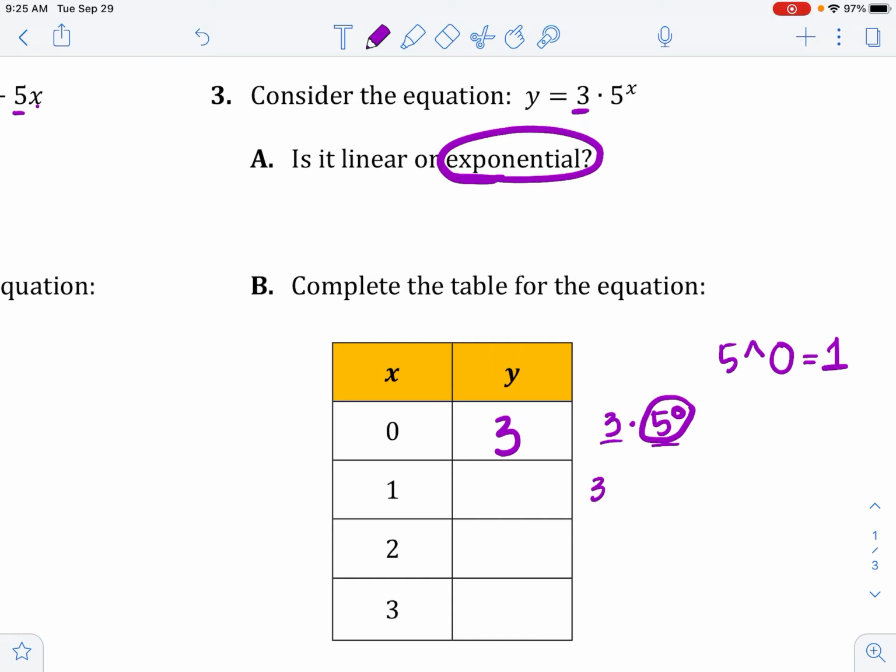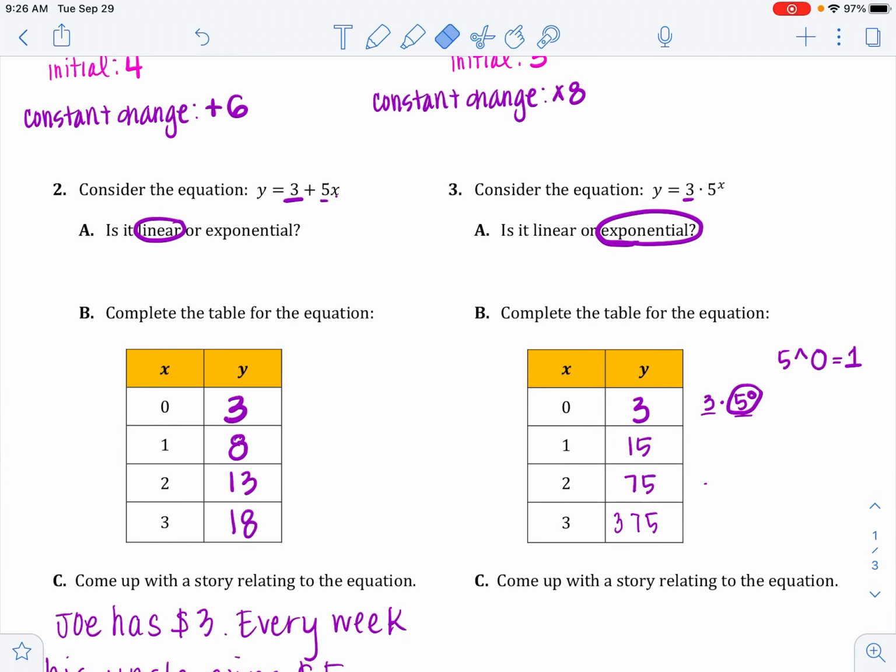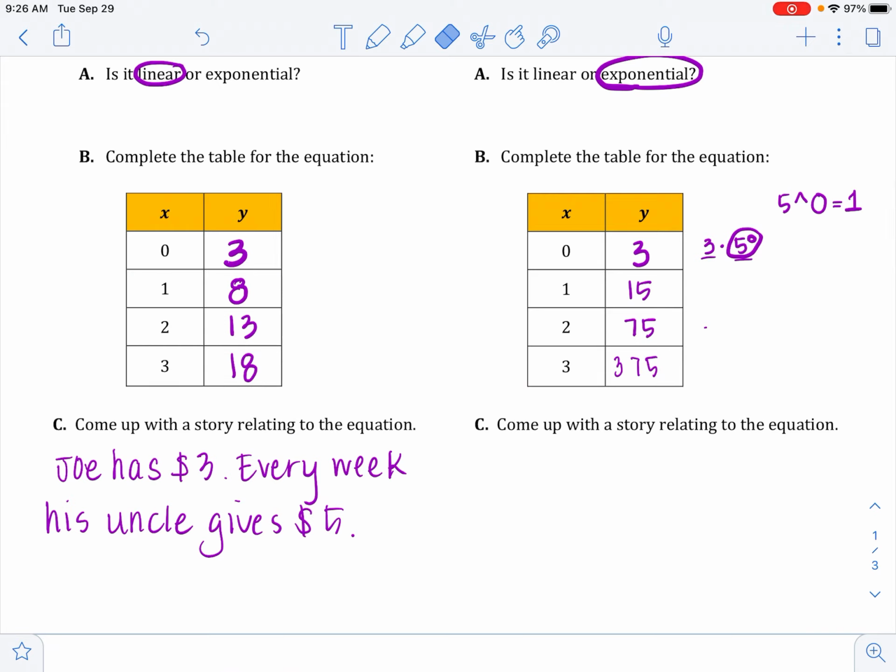Okay, now we're going to plug in 1. 5 to the first power times 3. That's 15. Next, we have 3 times 5 to the second power. So that's 25 times 3, which is 75. But once again, we don't have to continually do this. We can say, oh yes, there is a constant multiplier of 5. So times 5, and now I just need to do times 5. 75 times 5 is 375. So notice there's 2 ways of getting your table values.